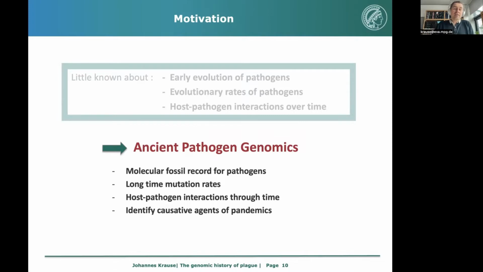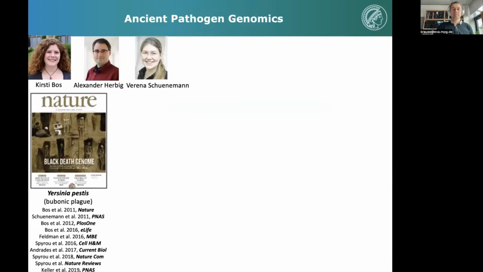But we can also identify causative agents of past pandemics. So we now know what caused the Justinianic plague. We now know what caused the Black Death. We do know also for a lot of other epidemic events, like 16th century Mesoamerica, what diseases were brought in by the Spaniards that killed Native Americans. So this is really exciting and really allows us some sort of look into the past and get information about the diseases that were spreading in past populations.